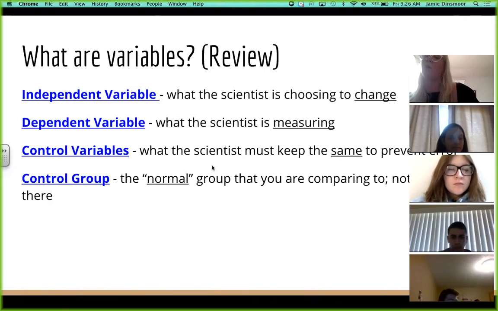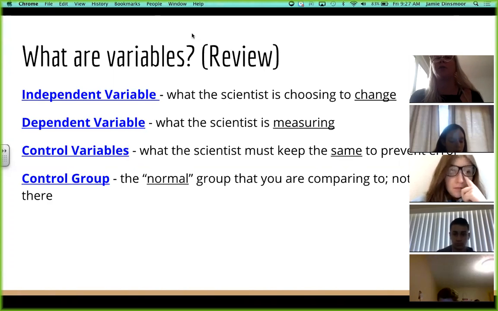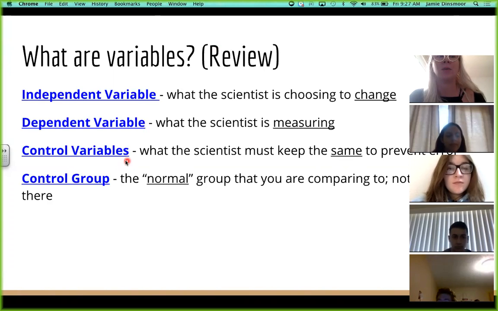Control variables are what you're keeping the same, right? So your independent variable should be one thing that you're changing. Everything else should be the same. These are hard. Also notice that these are variables, with an S, right? Because there's more than one of them. There could be 100 of them.